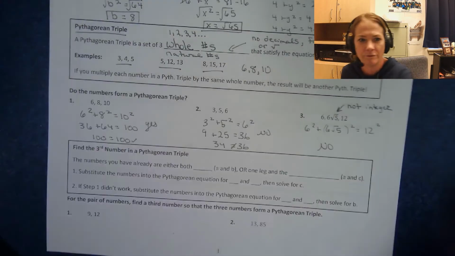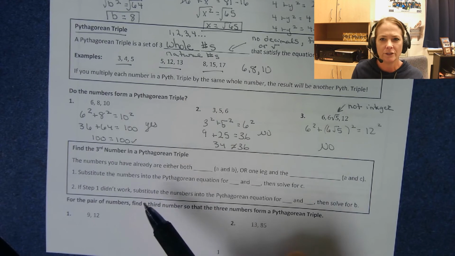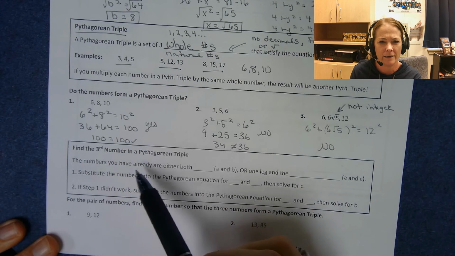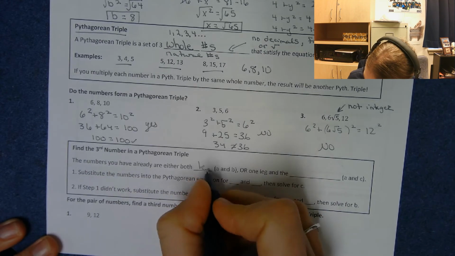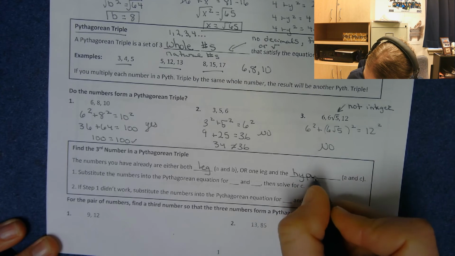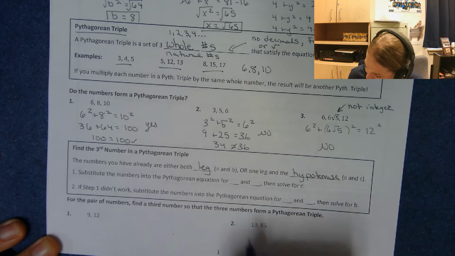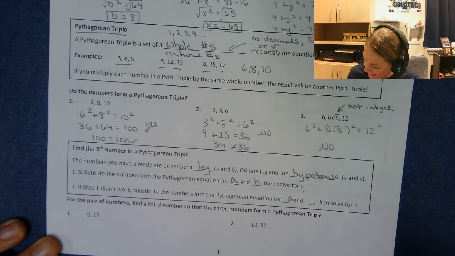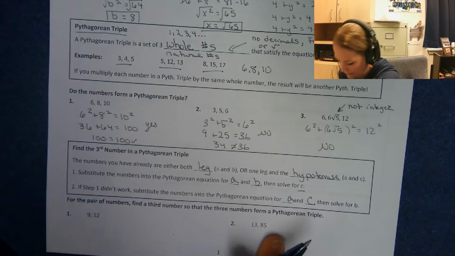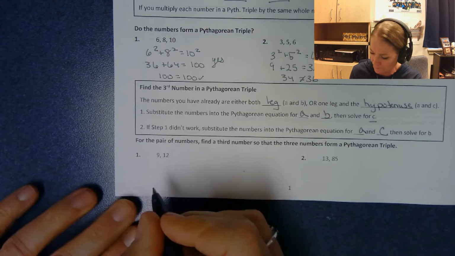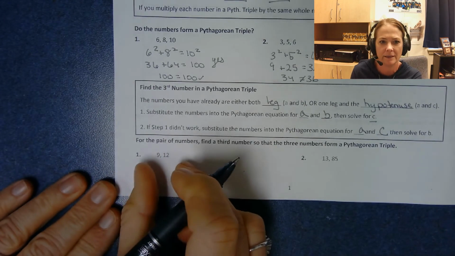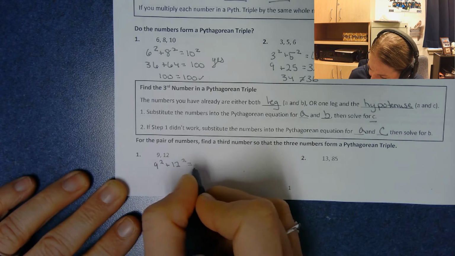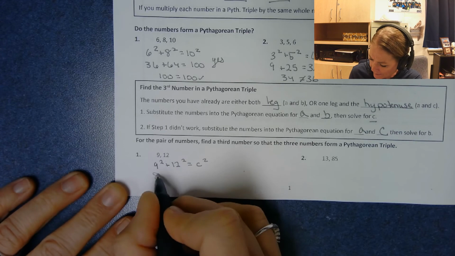Okay, so to find the third number in the Pythagorean triple, you're just going to test it out and solve. The numbers you have are either both legs or a leg and the hypotenuse. So you have to do 2 things here: substitute n for the legs and solve for c, or substitute n for a leg and the hypotenuse and solve for b. All right, so let's find the other triple here. These are pretty close in measurement, so I'm going to test to see if these are the legs, and if I can reveal the hypotenuse.